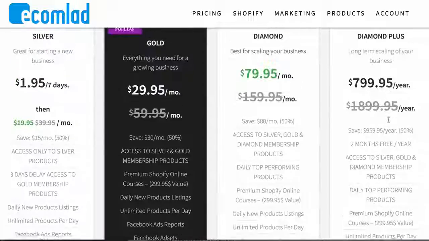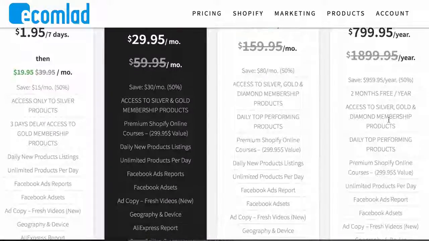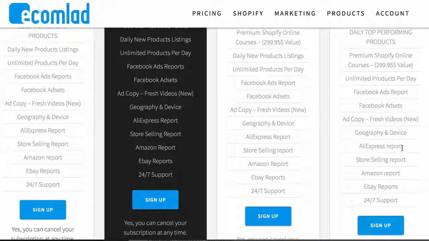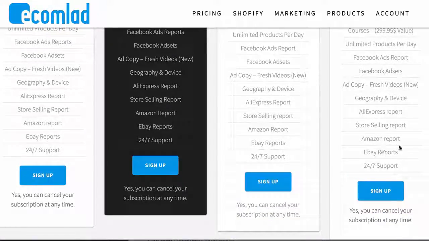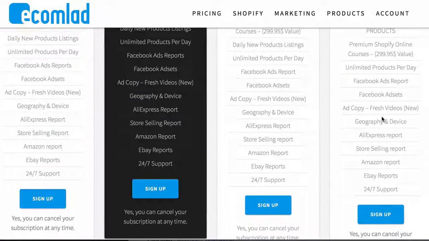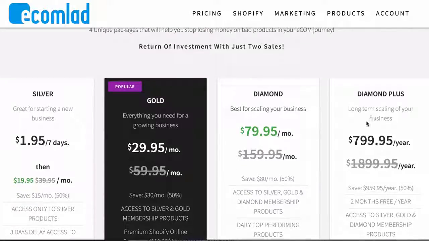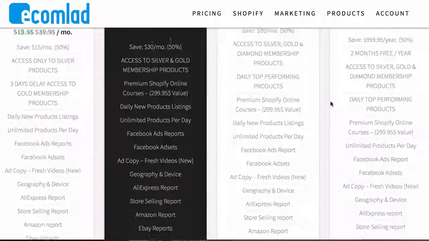Just because you won't have to worry about that monthly fee, and you get all the diamond products plus some more stuff like, oh no, you get all that stuff too. That's pretty cool. All right, cool. But yeah, so if you're pretty serious and you kind of want to do this full time, then you probably would want to use the Diamond Plus plan, so that you can not worry about finding products. You just go to Ecom Lad and just quickly find the products that you want to sell. So those are the pricing points.